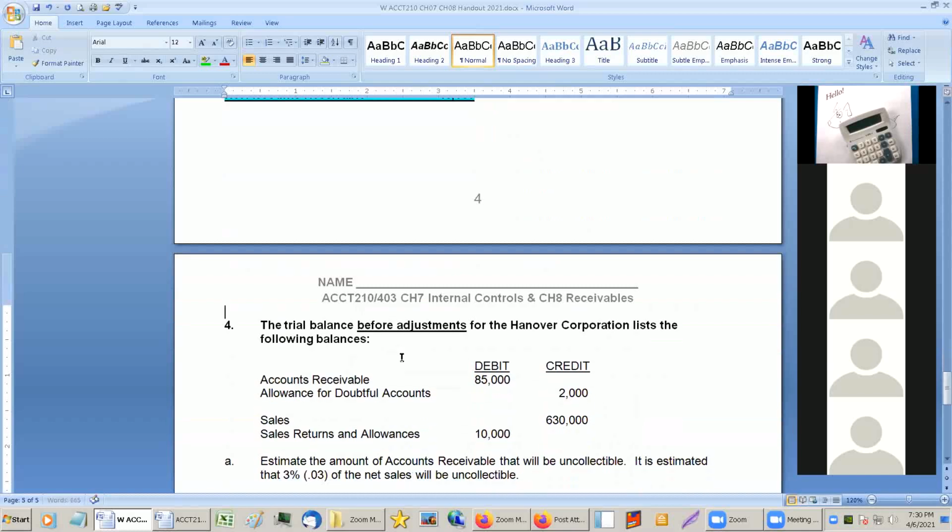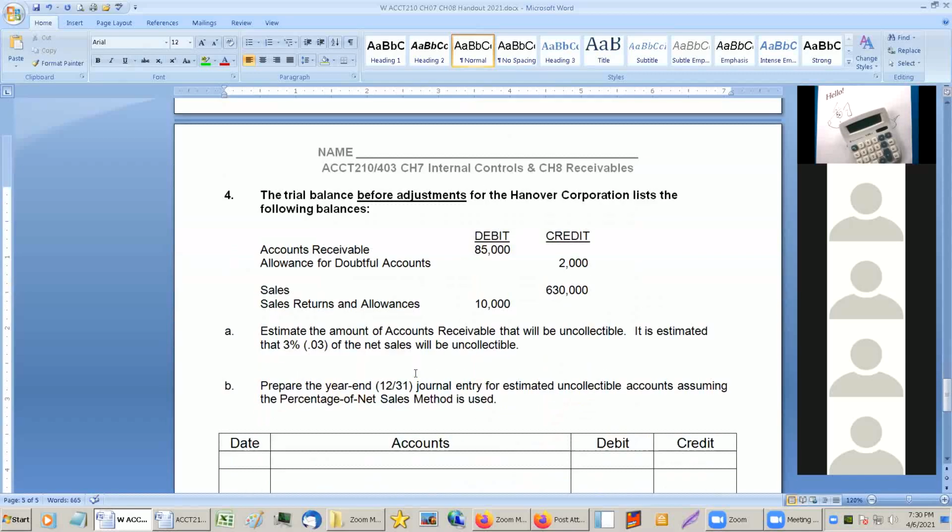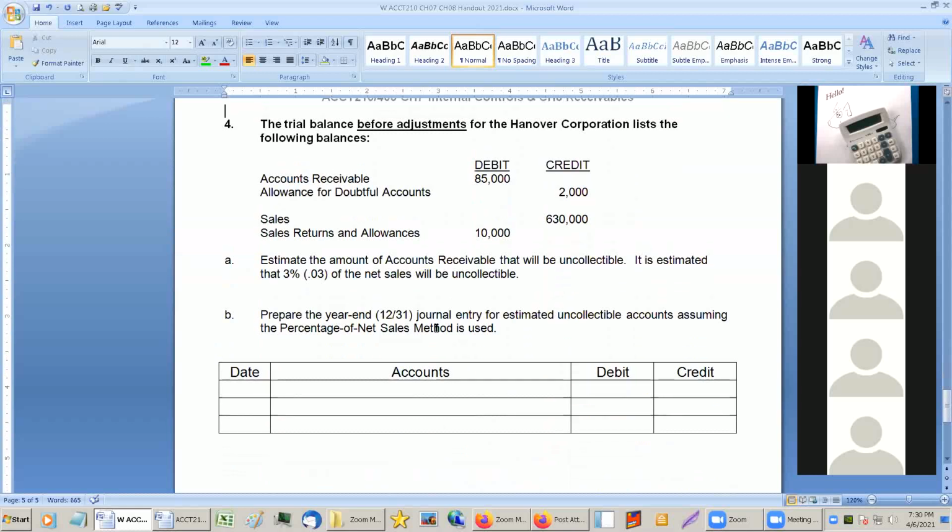Okay. This one is a little bit trickier.